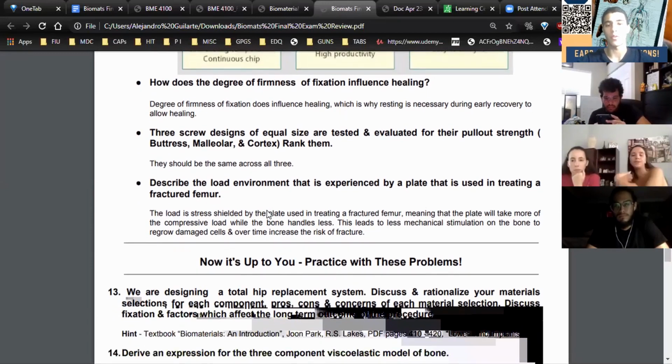Number 4 goes over the pull-out strength of different designs of screws. And honestly, I believe it's in the book, they should be the same across all 3. What's different about the designs of the screws would be, I think, the radial distance. The bigger the radial distance, the bigger the pull-out strength.